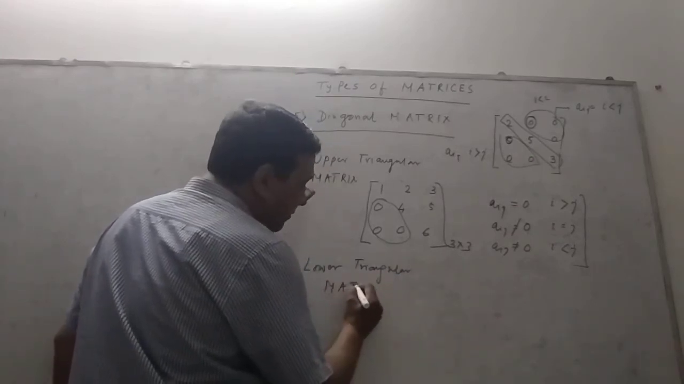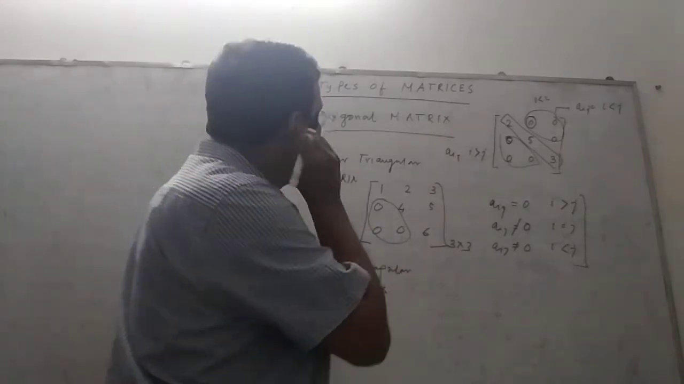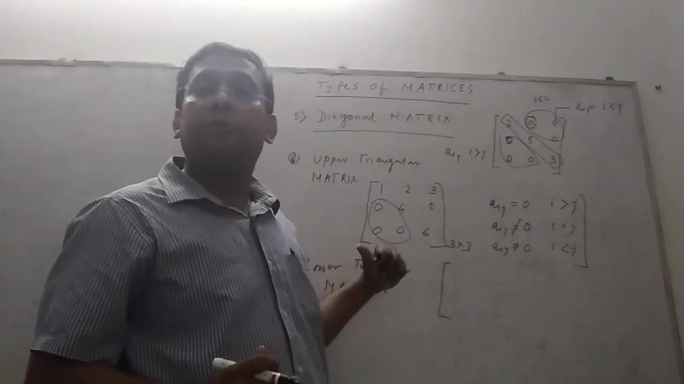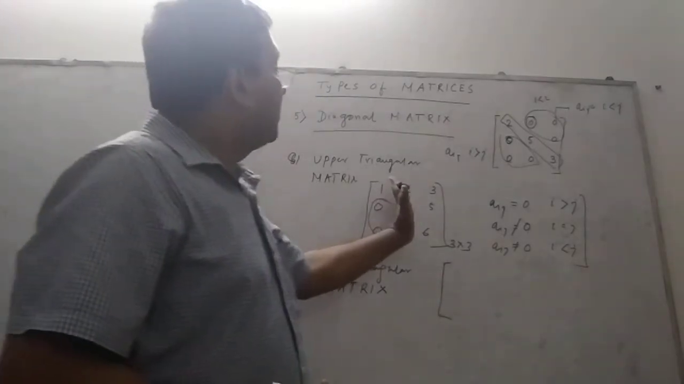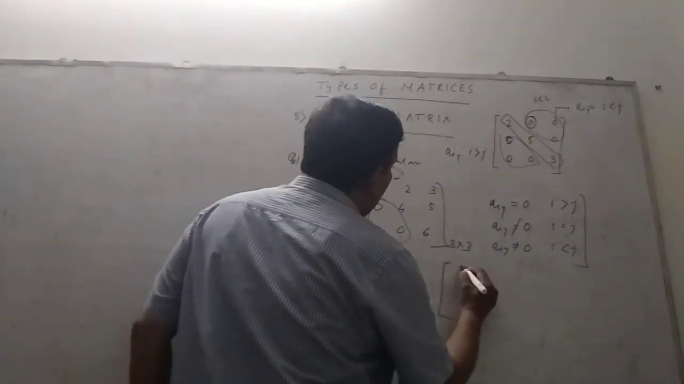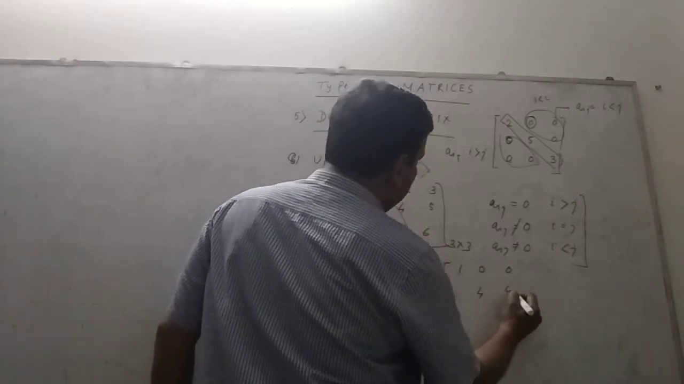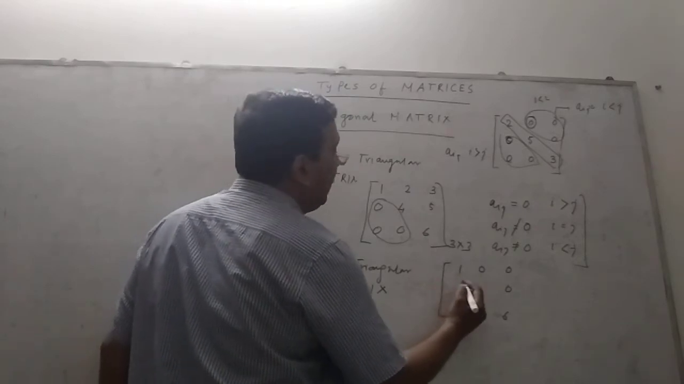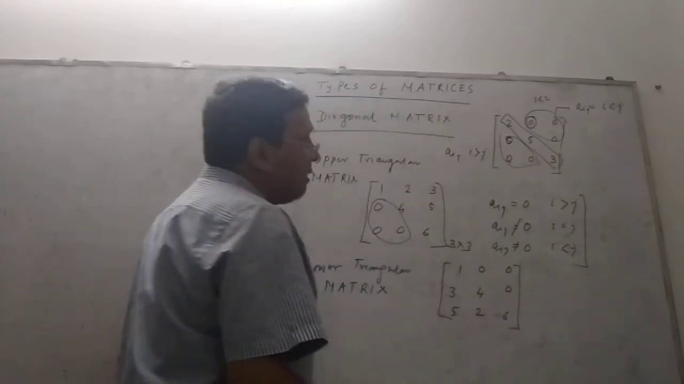What is a lower triangular matrix? The lower triangular matrix is the same thing, where all the elements above the diagonal, along with the diagonal, are zero, and the elements below the diagonal are non-zero. Then you can say it is a lower triangular matrix. Example: 1, 0, 0; 4, 0, 6; 3, 5, 2. With the primary diagonal, all the elements below are non-zero. This is a lower triangular matrix.